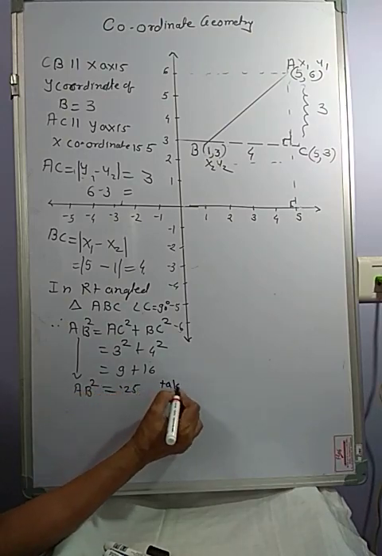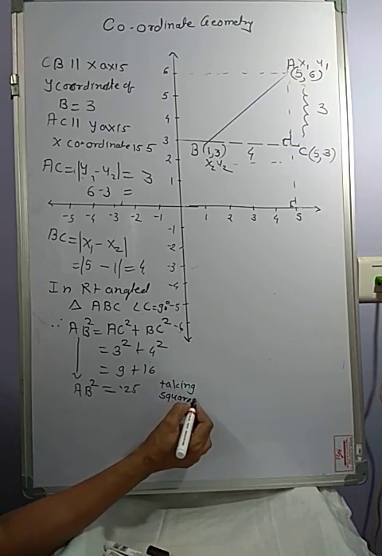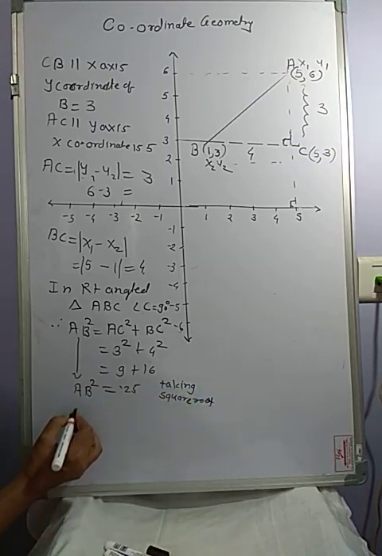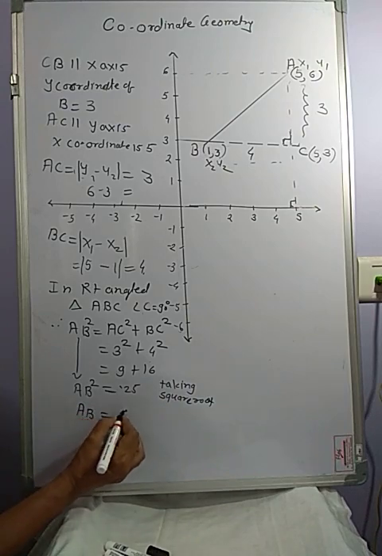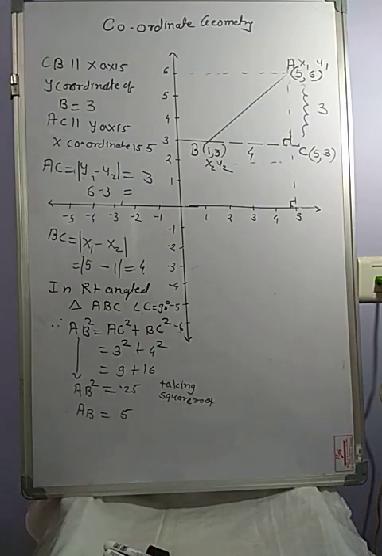Taking the square root, AB is equal to 5. So, in this way, by using the Pythagoras theorem, we can solve the activity given in our textbook. You have to fill in the activity from your textbook. Okay, write this down also.